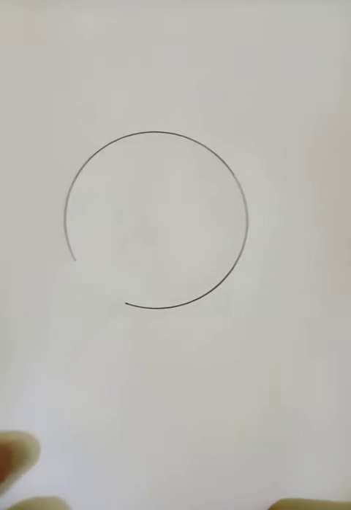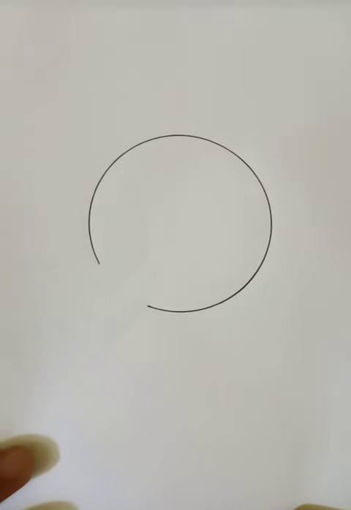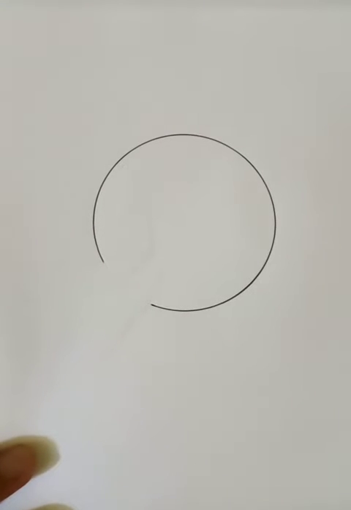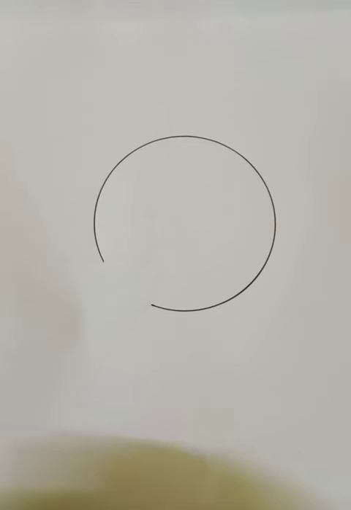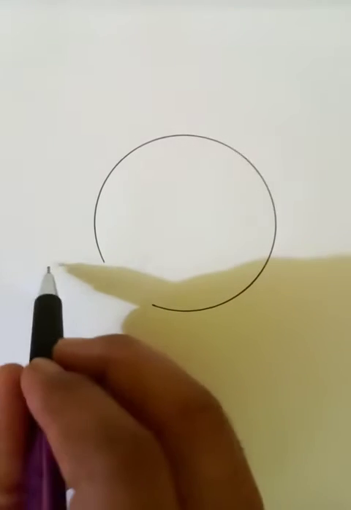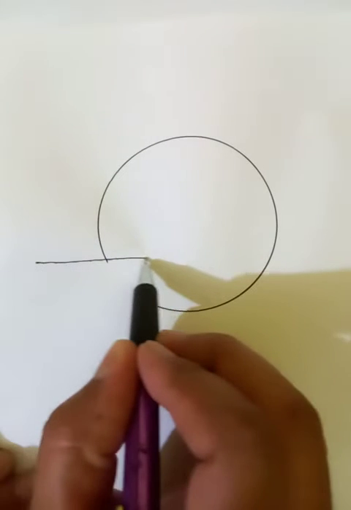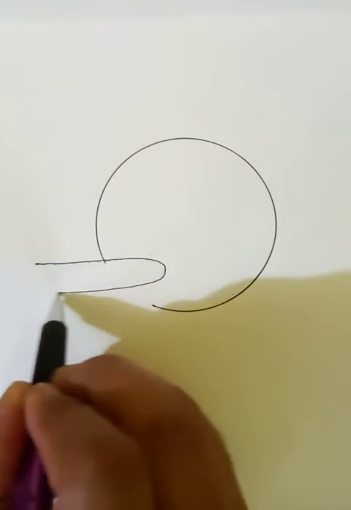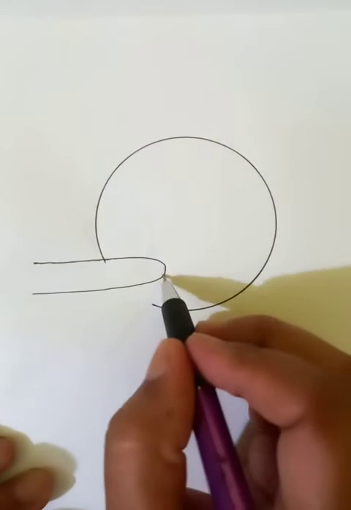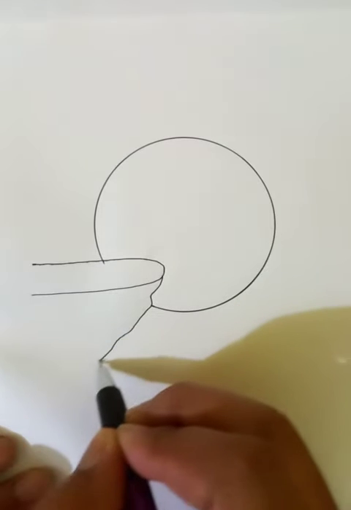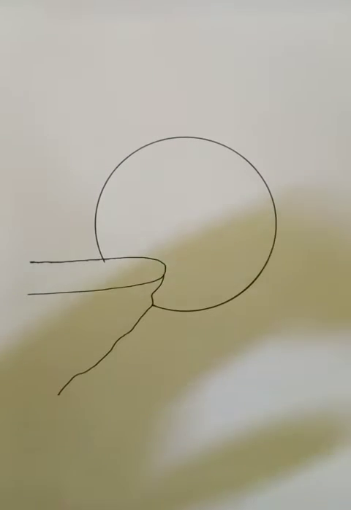Today we are going to draw a nice scenery, starting from a small circle. This is the circle. Now we are going to draw the mountain cliffs here. This is the top of the mountain. Now we see the cliffs hanging.